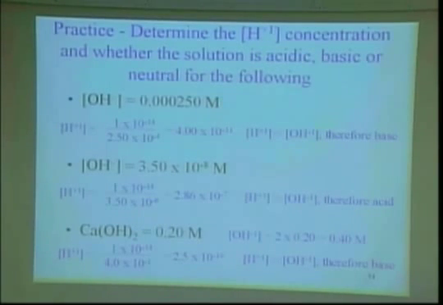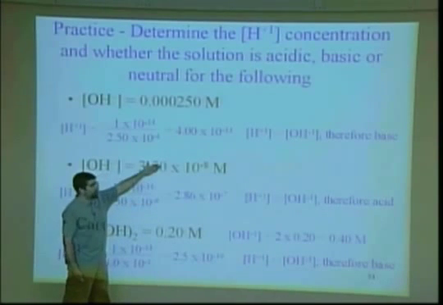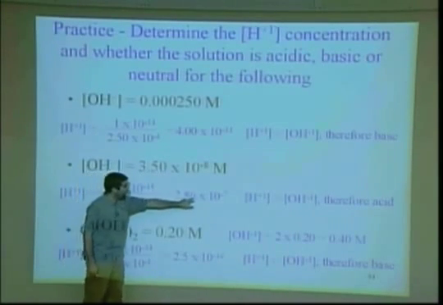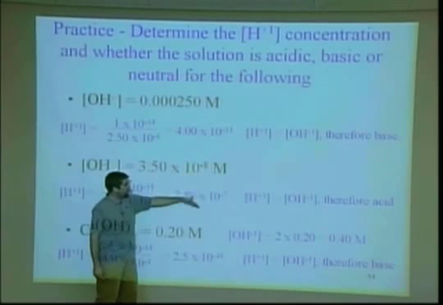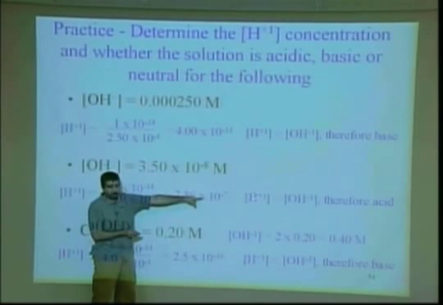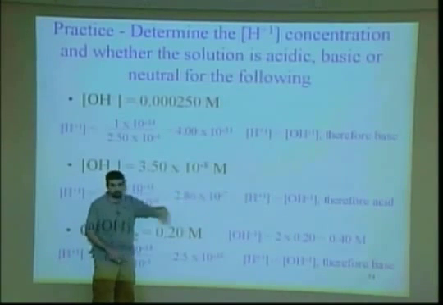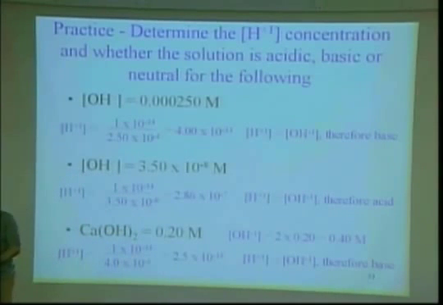Or we can just look, either way you want to look at it, let's compare our acid level to our base level. 2.86 times 10 to the minus 7, 3.5 times 10 to the minus 8, which one of those is bigger? This one, right? So that means you have more hydrogens present than you do hydroxides. Therefore, if you test the solution, it will test moderately acidic, if you test its pH.